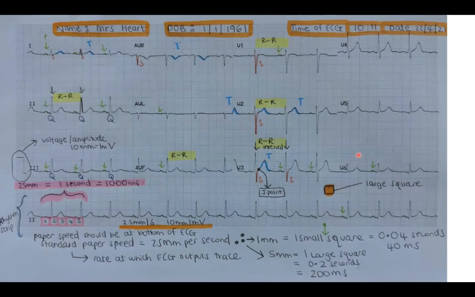And then you have these, your chest leads, so V1 to V6. And then you have your limb leads, which are leads 1, 2, 3, AVR, AVL, and AVF. J point, don't worry about that for now. We will go through it in a bit. And then you have your RR segment, and we'll go through ST segments later on. So don't really worry about it. I just wanted to bring in the simple waveforms in this slide.